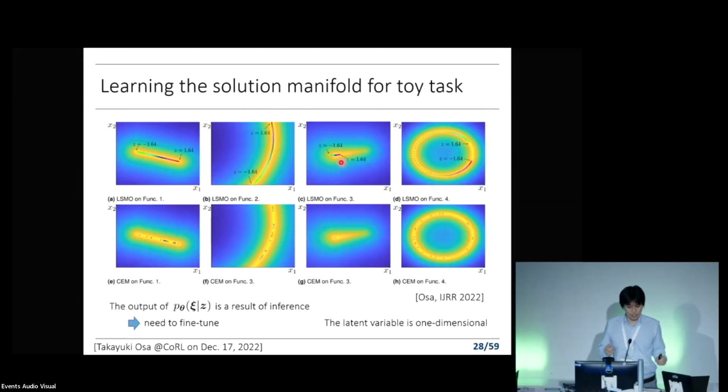However, there is actually a failure case. In this objective function, we have a unique solution, but our model learned the manifold along this direction due to the gradual slope of the objective function. Again, what we are doing is just an inference, so we cannot learn the exact solution. So we need fine tuning.